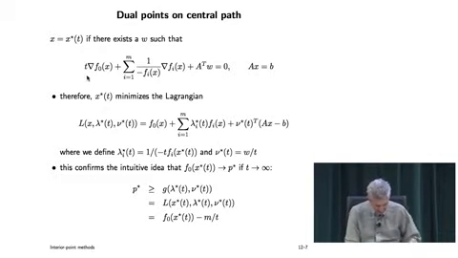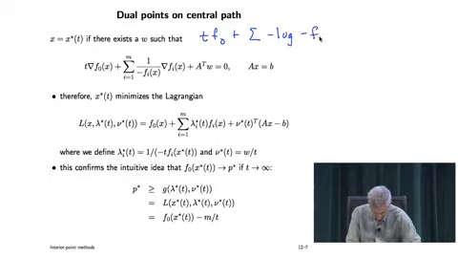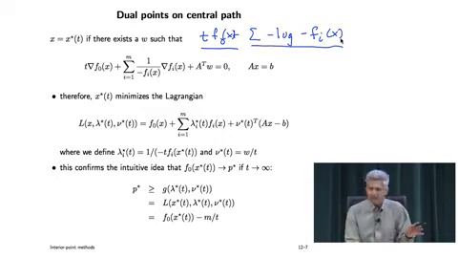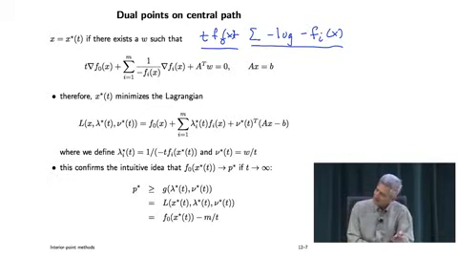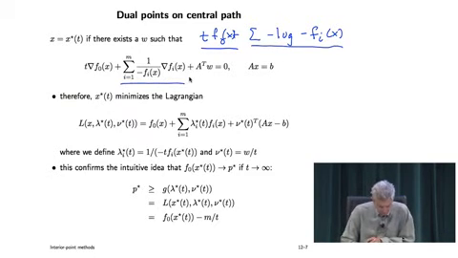If you're on the central path, it means you minimize t f0 plus sum of minus log of minus fi of x. So you minimize this thing. And let's take the gradient of that right now. Well, you get t grad f0, and then you get the derivative of this. I'm going to ignore the second term, which is the equality constraint Lagrange multiplier part. That's this thing, but I mean, that just works. And the gradient of this thing is right here.